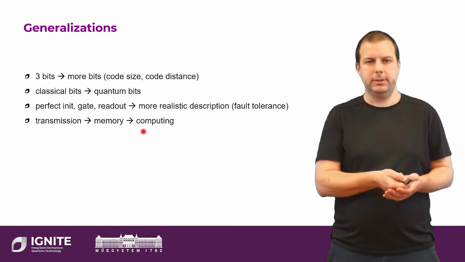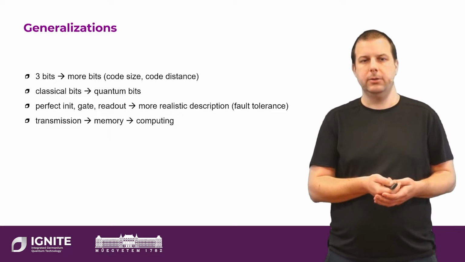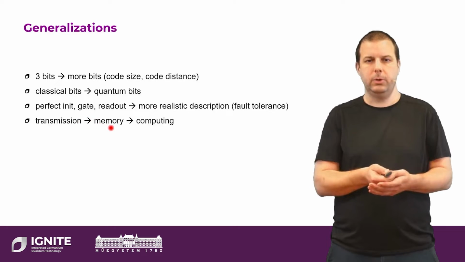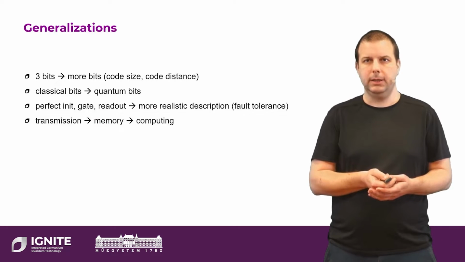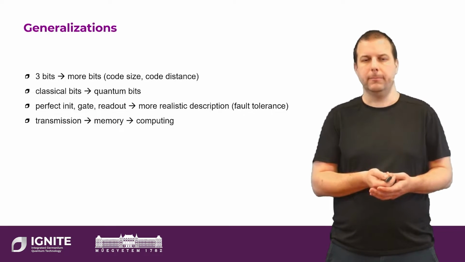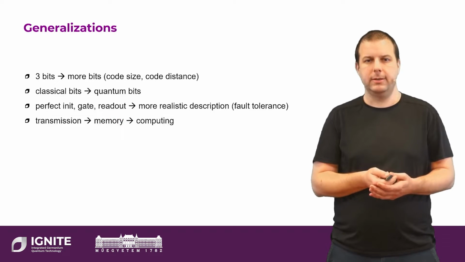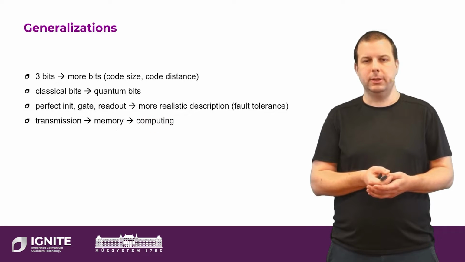Finally, so far I was discussing a very simple communication scenario, an information transmission scenario. There are more complicated and more interesting scenarios. For example, when I want to have a memory which is error corrected, meaning that it's composed of a number of physical bit elements, and using an active error correction scheme, we want to prolong the lifetime of this memory. So that's a further step of generalization. And finally, when we want to combine this memory functionality also with computing, that's one more step of sophistication.